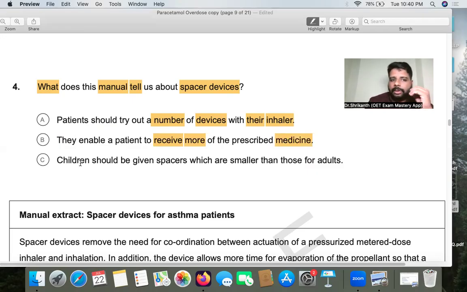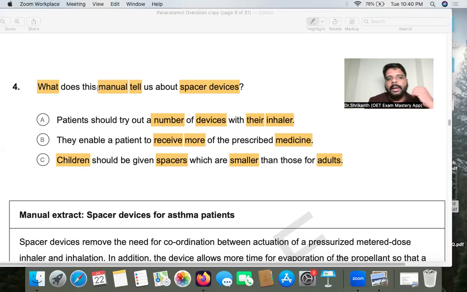Now, let's come to answer option C. Children should be given spaces which are smaller than adults. Okay, so for adults we have bigger spaces, but for children we must give them a smaller spacer. Right. So now let's do the verb analysis, because over here we need to eliminate the incorrect answers, and the elimination strategy is very, very helpful. So let's do the elimination.